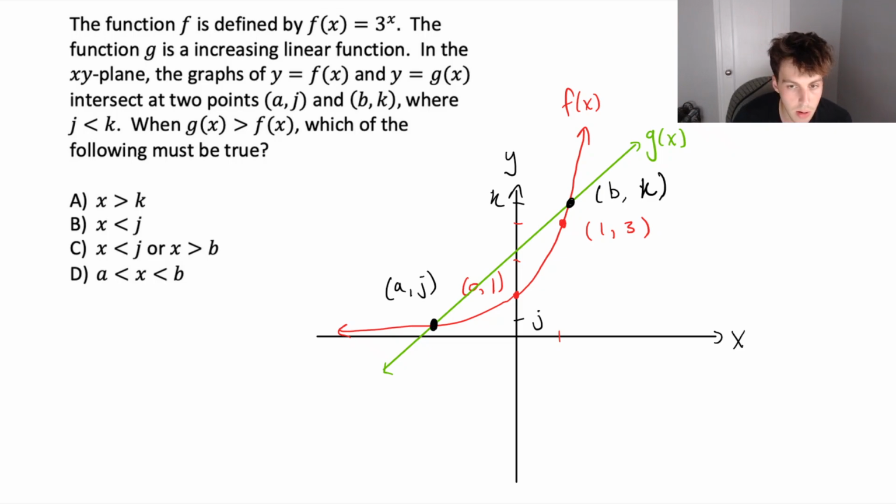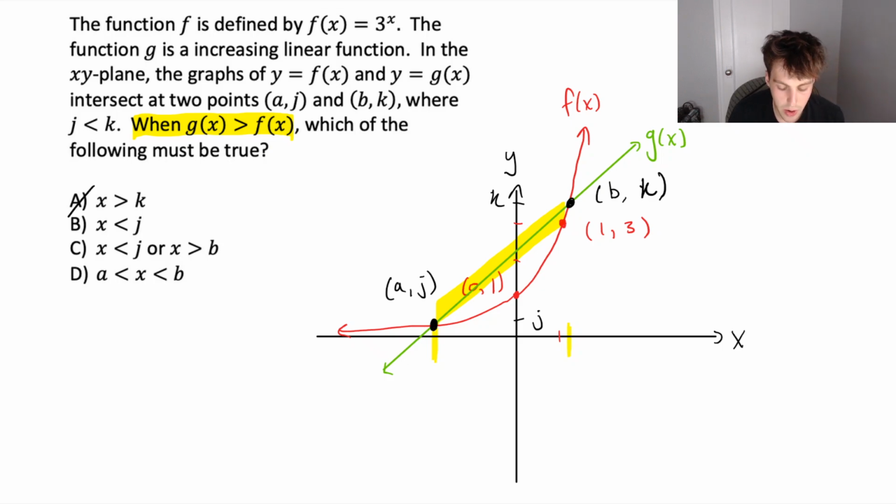So let's go through our options and see which of the following are true, okay? We've labeled everything we can. x is greater than k, okay? Is this true? We don't necessarily see any of this. We're only looking at when g of x is greater than f of x, or when that green function that we've drawn is greater than our red function, f of x. So we're looking at this section, okay? So x is not greater than k at this point.